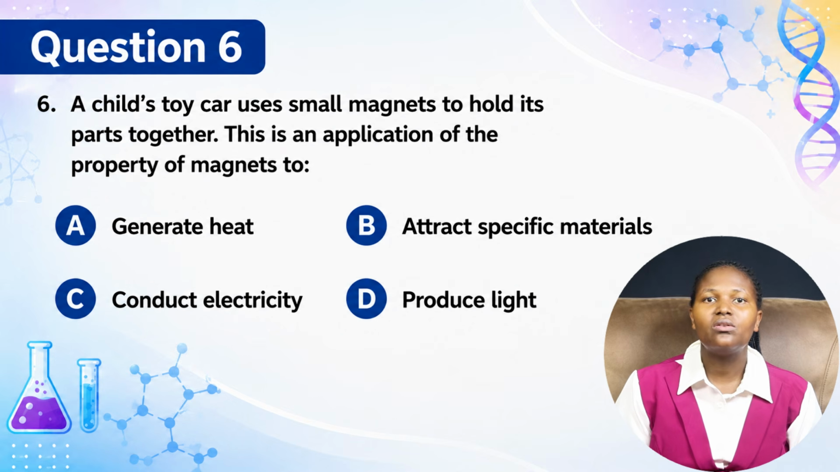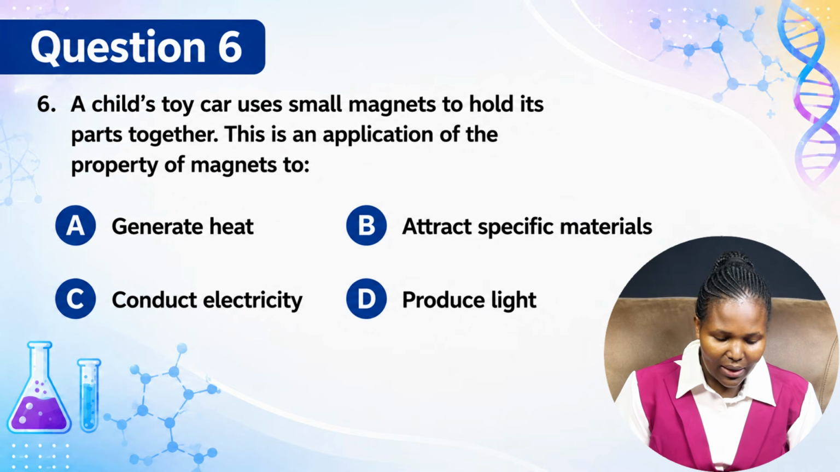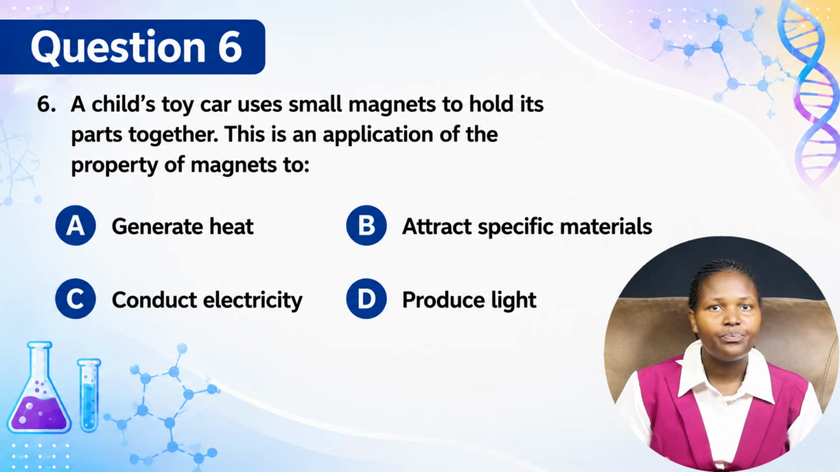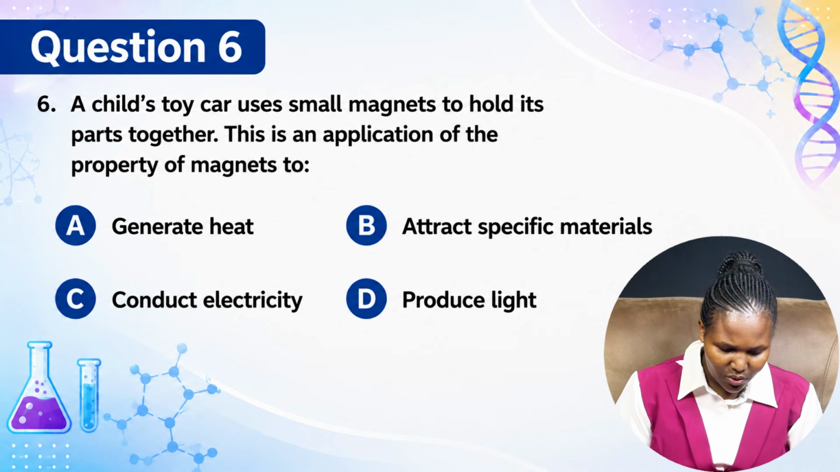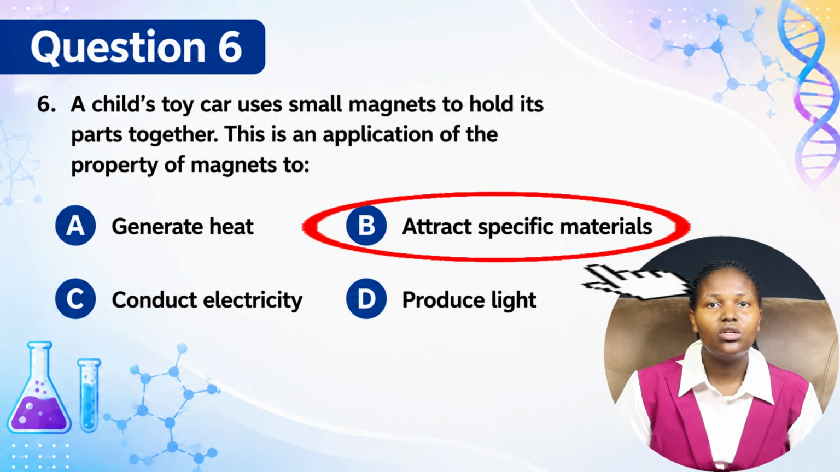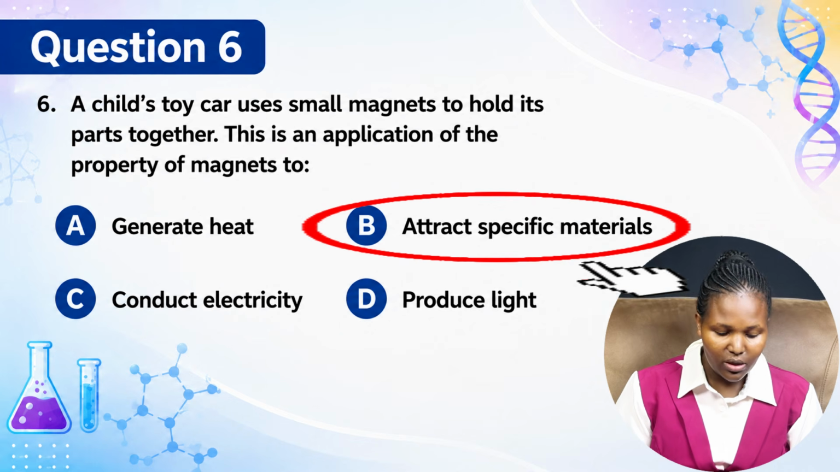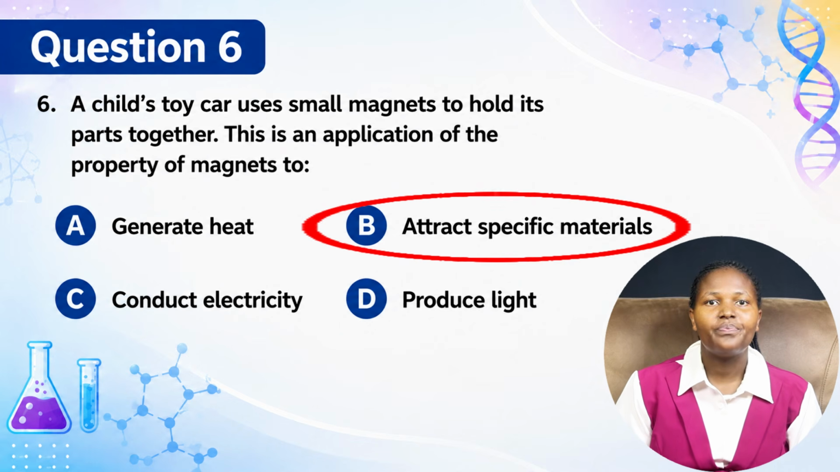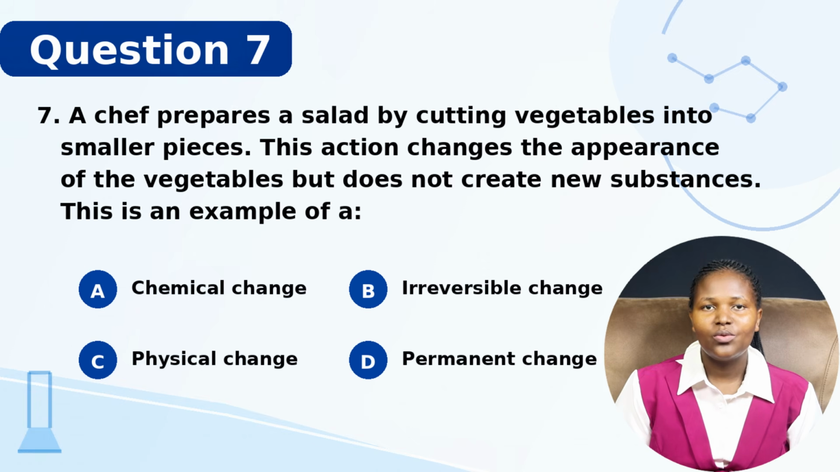Now the other options are not correct because, for example, magnets do not produce heat, because A says generate heat, but magnets do not normally produce heat. And then to conduct electricity or to produce light, the other options, magnets do not conduct electricity and magnets do not produce light. So the only correct option here is option B. And then let us go to question number 7.